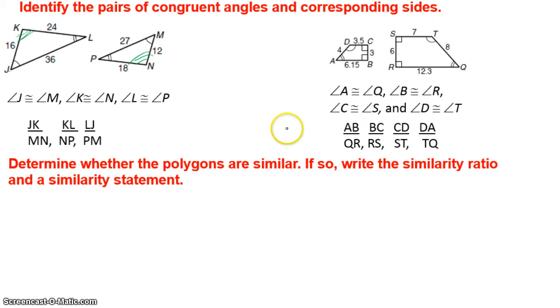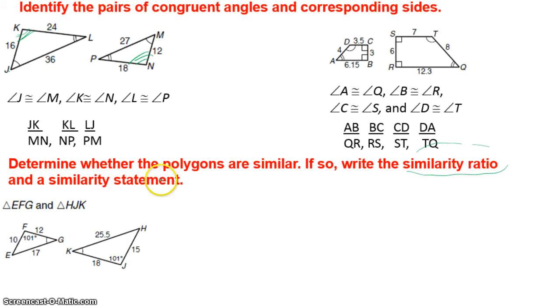Next thing we're going to do is determine whether we have similarity with our polygons. We're going to figure that out mainly by looking at our similarity ratio. If you'll recall back at our previous slide, remember those similarity ratios had to equal each other when we set up our corresponding sides. And then, if they are similar, we will write our statement.